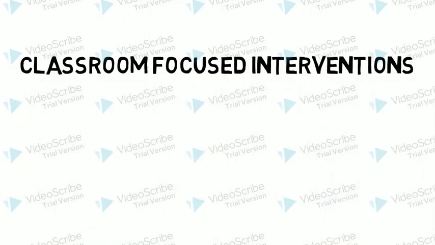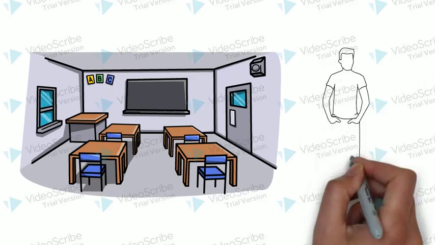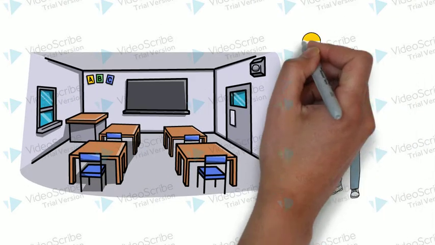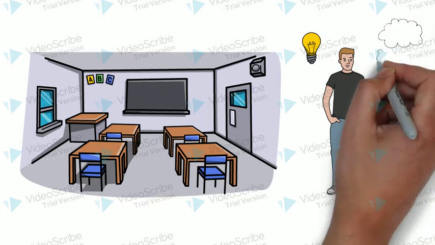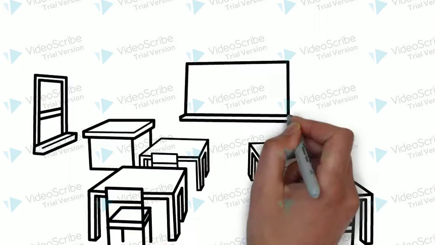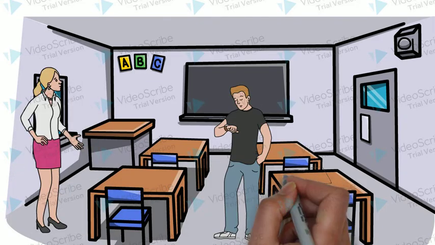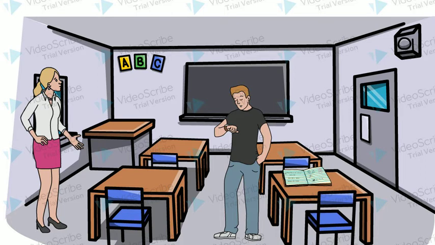Now we will look at interventions that are classroom focused. Daniel has proved to be a bright student when he engages in classroom activities. However, Daniel spends a fair amount of time disobeying instructions from his teacher. When the teacher instructs him to stay on task, Daniel will reluctantly ignore the teacher's wishes and remain distracted.